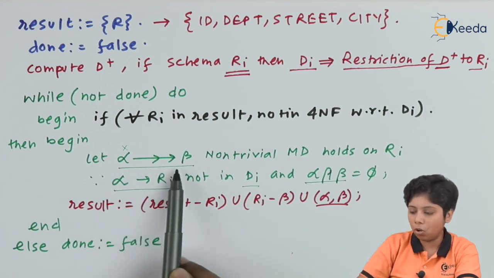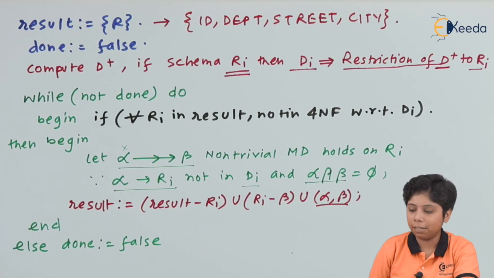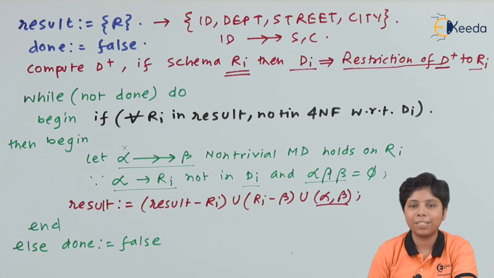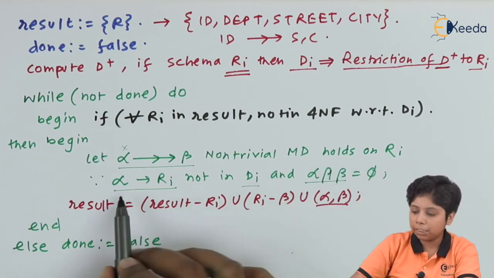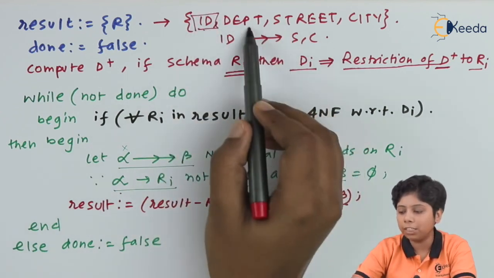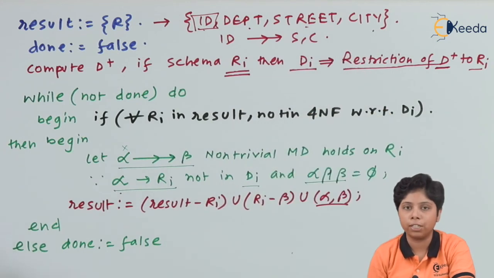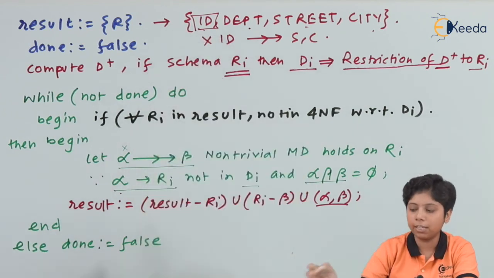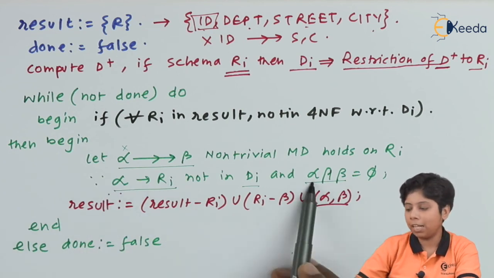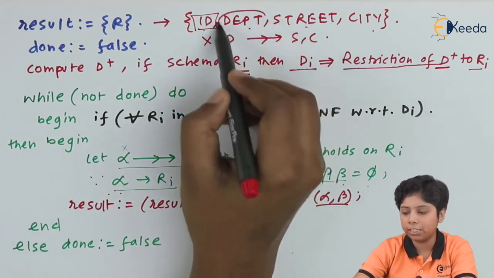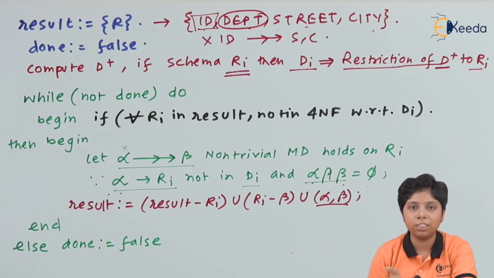So we are finding a non-trivial multivalued dependency. That means ID multidetermines street and city. So it is holding on this Ri, but alpha is not defining Ri. That means ID alone cannot define the department, street and city and the rest of it. So it is not in 4NF. Also alpha intersect beta is not null, because if we intersect alpha and beta, we will get department as a result. Now we need to decompose it.